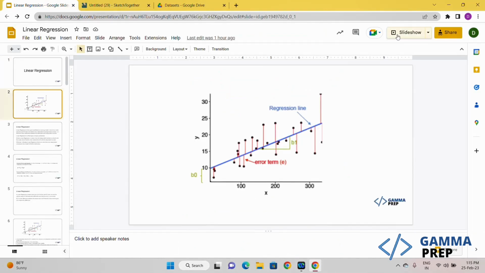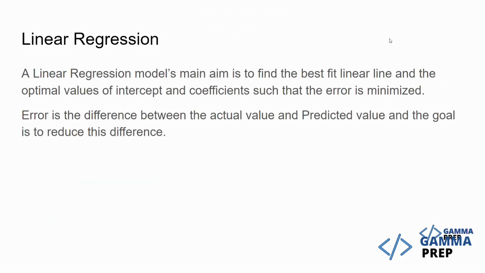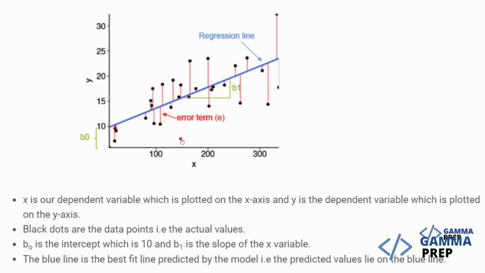Now this is something that we already have covered. So a linear regression model's aim is to find the best fit linear line and the optimal values of intercept and the coefficients such that the error is minimized. Error is the difference between the actual value and the predicted value, and the goal is to reduce this difference. So basically, this is the error term that we talked about. This is the y actual, whereas this is the y predicted. So the difference between them is the error term. And error is called y actual minus y predicted. It's also called the residual. So error is equal to residual. It's equal to y actual minus y predicted.